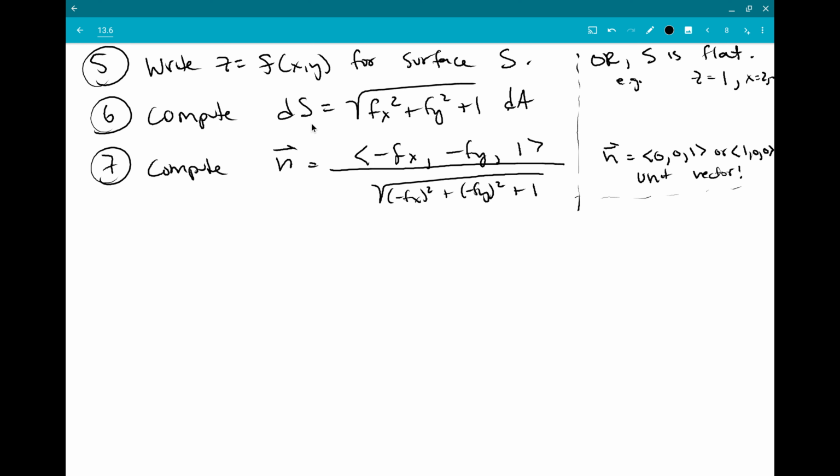Okay, so we've got our n, we've got our dS. And then you're going to need to identify your region R for the surface S.